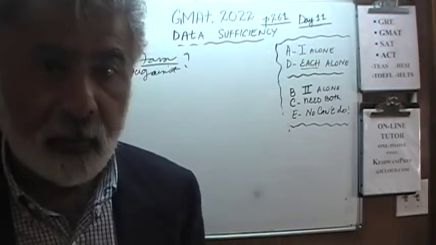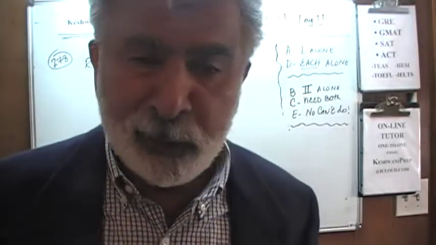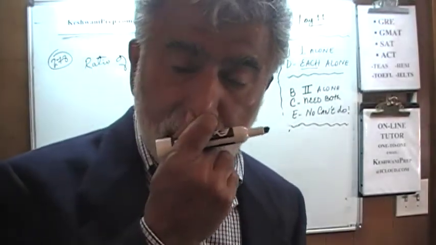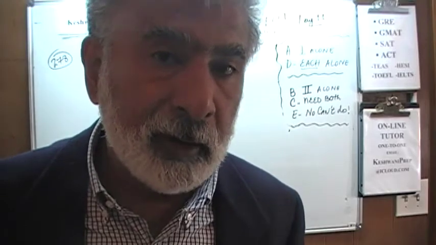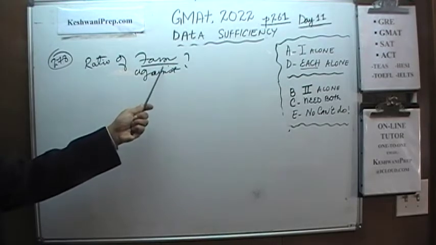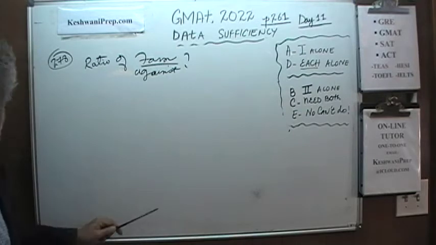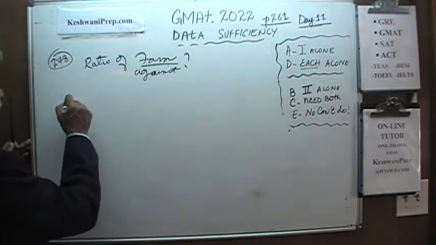In number 278, we're looking for the ratio of for and against. There's a meeting going on there. A certain proposal was made, and people voted either in favor of it or against it. And the question is, what's the ratio of the number of people who voted in favor of it versus the number of people who voted against it? Let's see what they tell us.